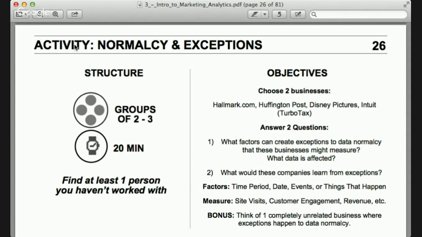to start with Hallmark.com. So if you did, someone from your group, raise your hand if you did Hallmark.com as one of your selections. Let's start with you guys in the back. Tell me a little bit about some of the things that you were considering when you're thinking about Hallmark.com and online metrics that you would establish normalcy for.